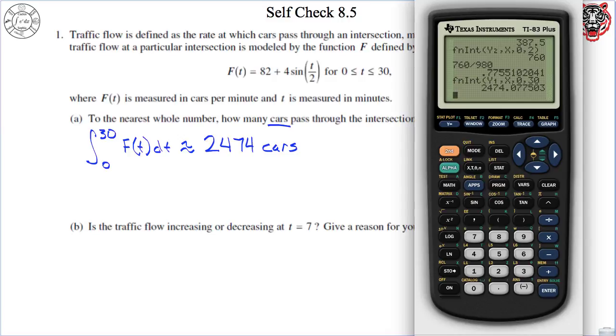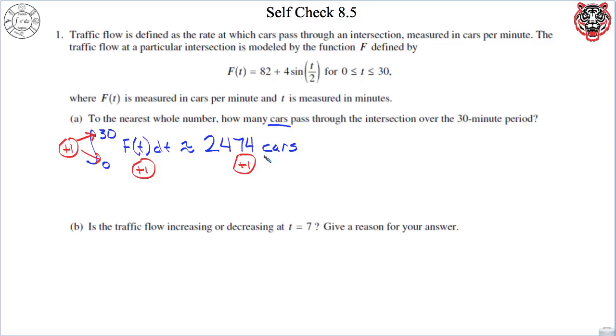All right, how to score yourself? You get 1 point if you have the limits correct, so +1 if you got 30 and 0. You get 1 point if you have the integrand, everything else, and +1 if you have the answer with the correct unit. And yes, you can't do point something cars. You have to have a whole number, an integer. Part B. I should write this out of 3. Out of 3. And you should do the same thing on the side so it's easier for me to count them up.